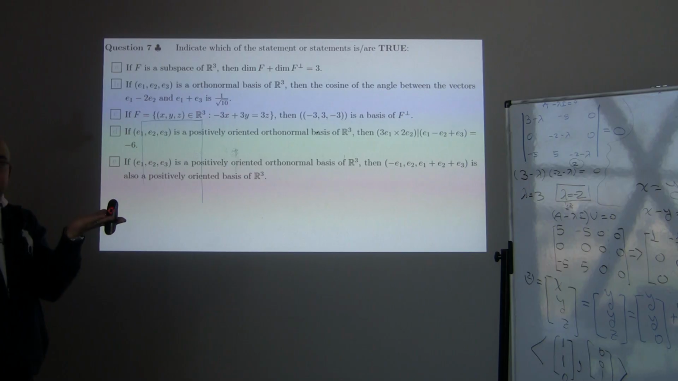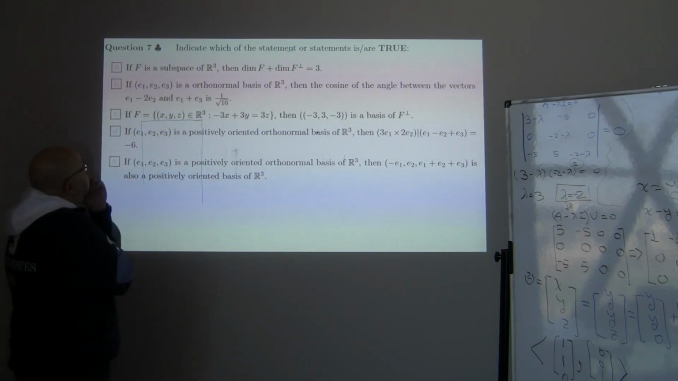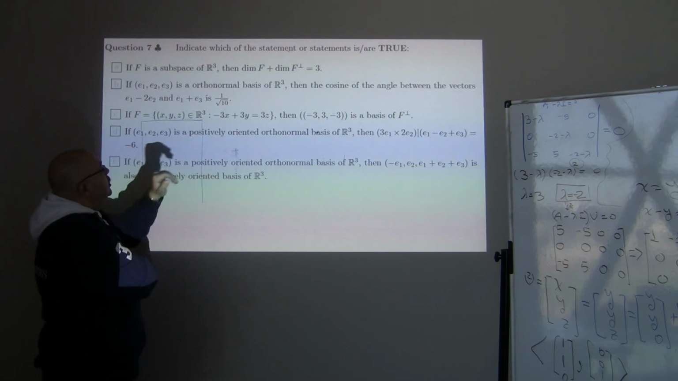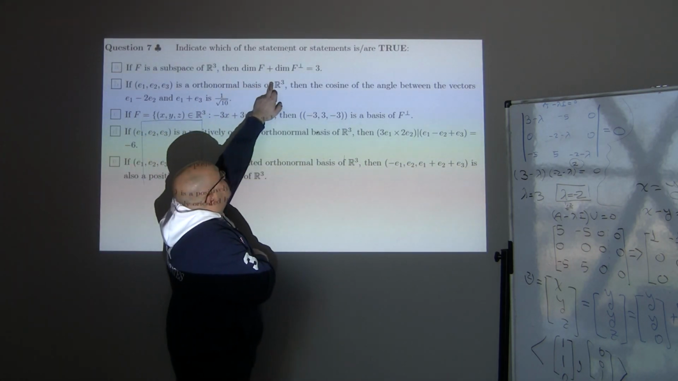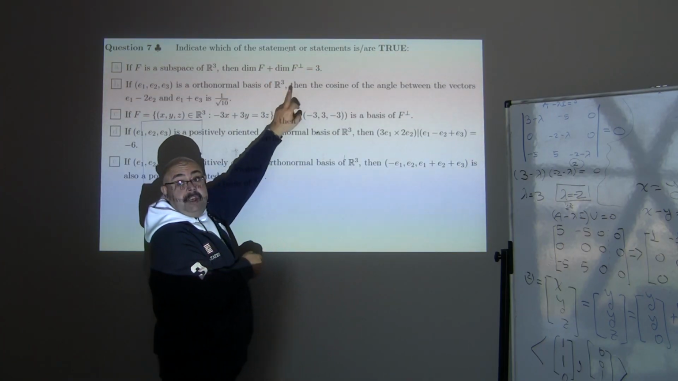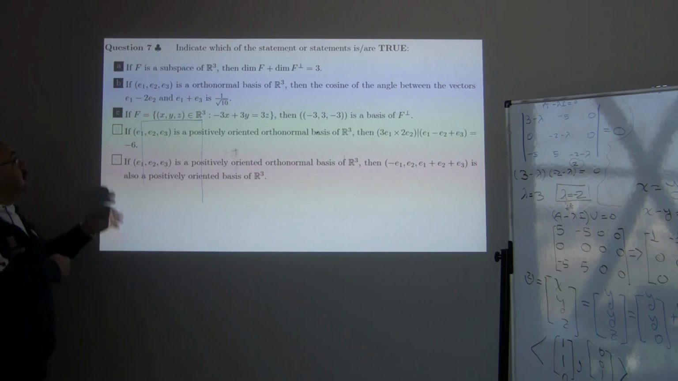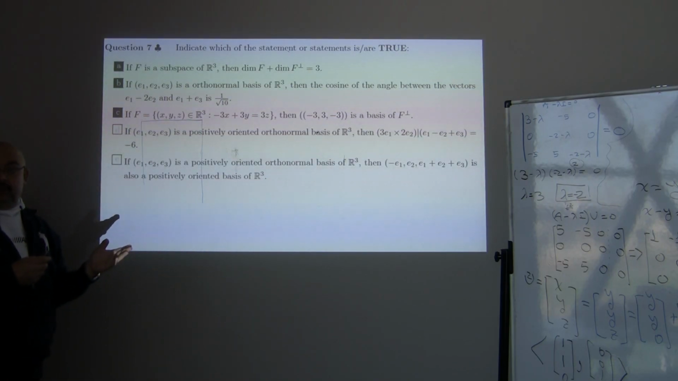Now I start to identify in which part I should think. He's stating if F is a subvector space of R3, then dim F plus the dimension of the orthogonal complement of F should equal 3. So you have to think. Yes, it's correct because both the dimension of the subvector space and the orthogonal complement add up to 3.